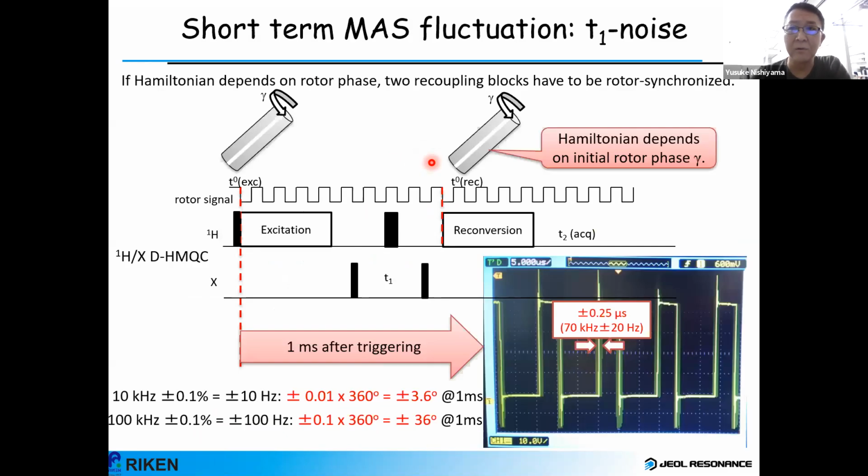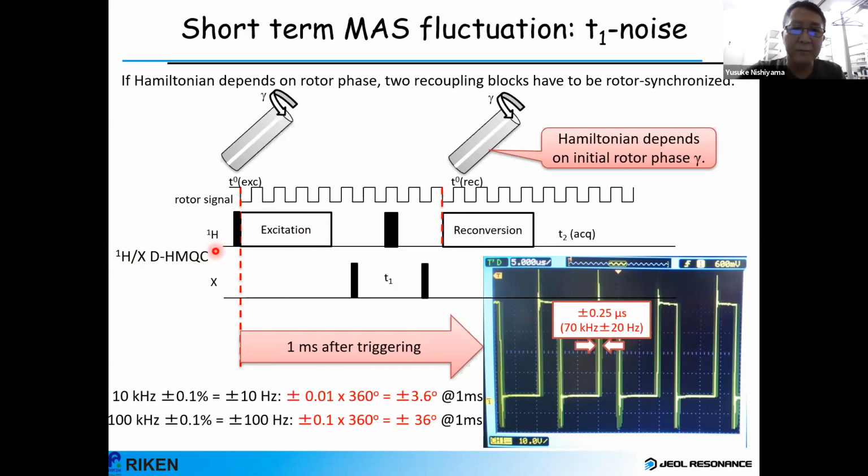In addition to long-term instability, short-term stability is very important in solid-state NMR because of magic angle sample spinning. This is a very regular proton X HMQC experiment. In this experiment, in addition to the regular HMQC block, we also have dipolar recoupling periods at the excitation and reconversion blocks.